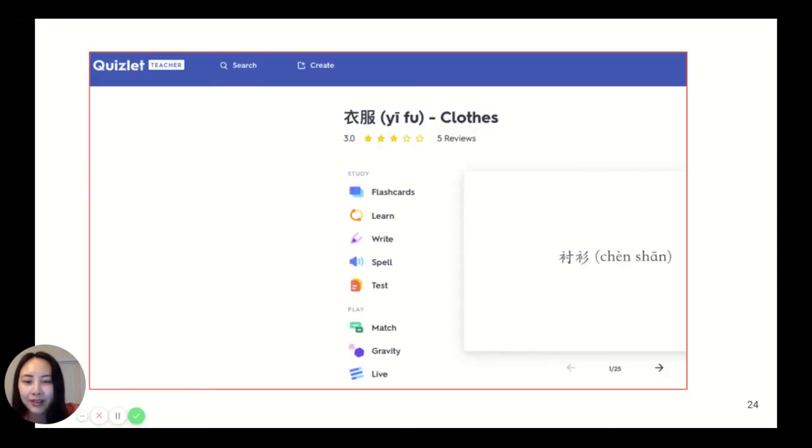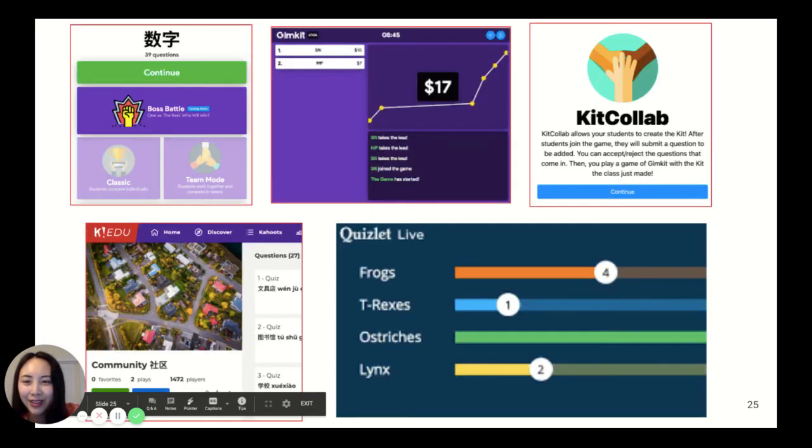And when I ask students to practice vocabulary or conversations I put on Quizlet, I always give them options so they can choose if they want to practice with flashcards, learn, write, spell, test. I'm going to play matching, gravity, or Quizlet Live. They have those options around there, and then they can pick whatever they feel they like.